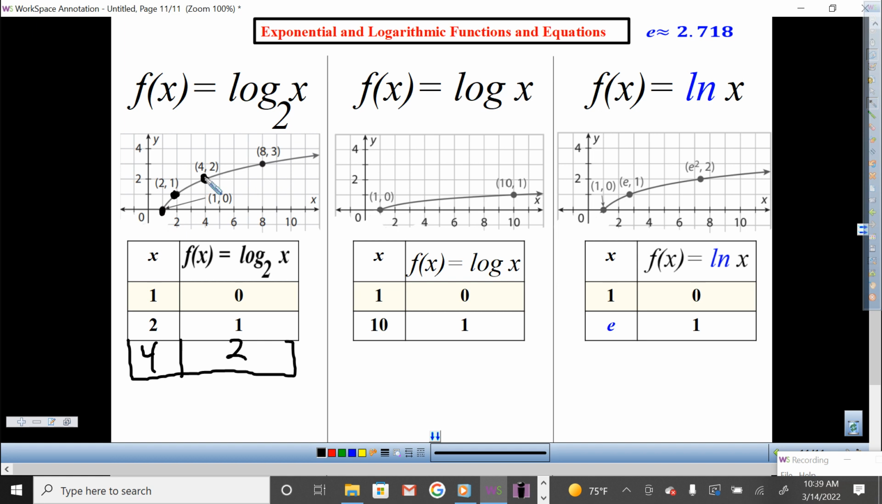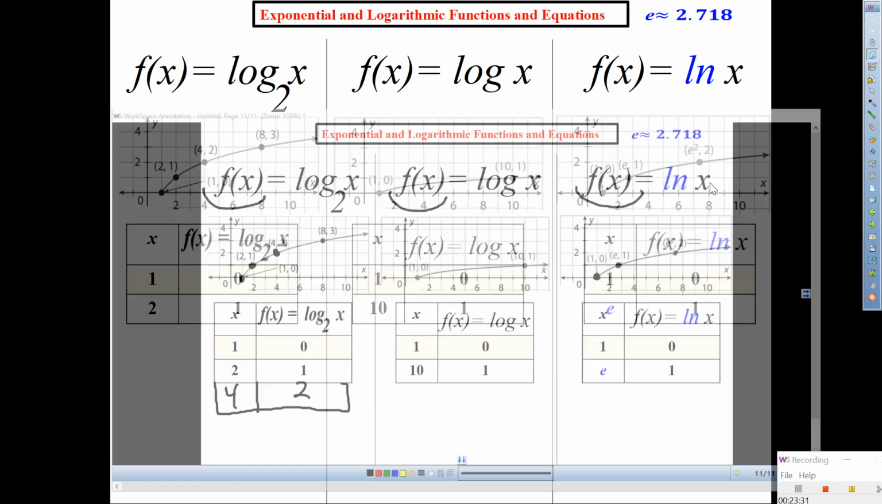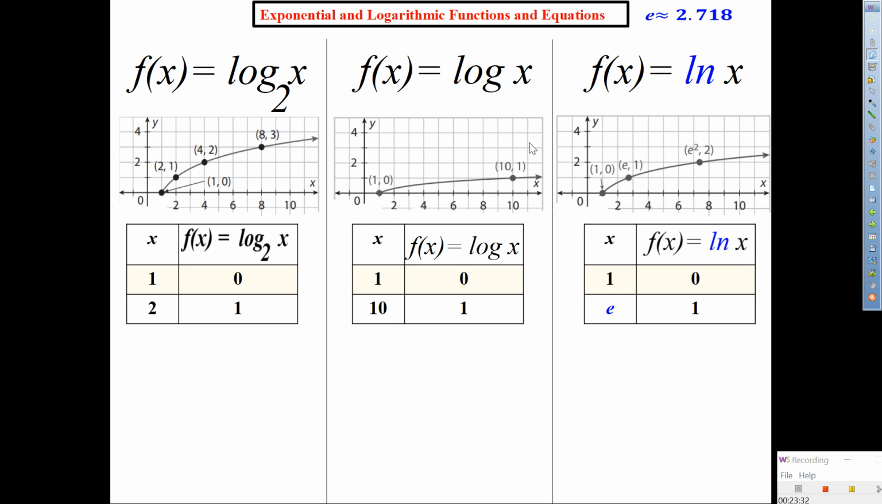Pretty good, right? Pretty good, yeah? This one, of course, 1, 0, 10, 1. And this one, of course, 1, 0, and e, 1. I'm only going to use these 2. Okay? All right. But all of these are what? Parent functions. Because why? f of x, and f of x. Okay. So by now, we should know how to transform these if I gave you the parameters, yes? So copy this down, please. Not this one. Look up.